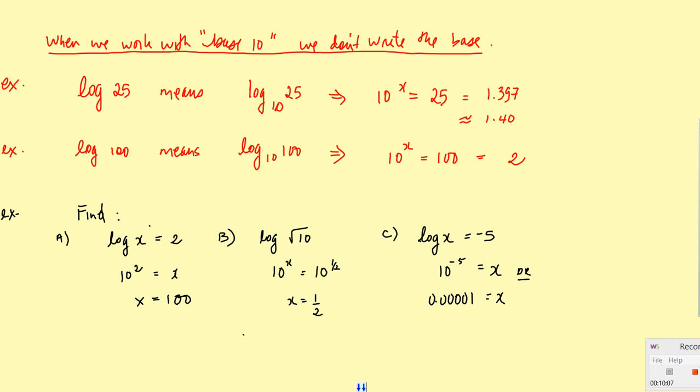All right, so here we've got a few examples, like log base 10 of x equals 2, so it's 10 squared equals x equals 100. And if I do log of root 10, it's like saying 10 to the power of x equals 10 to the power of 1/2, because 1/2 is like saying the square root of, so x equals 1/2. And if I've got log base 10 of negative 5, 10 raised to the power of negative 5 will equal x, so that would go to 0.00001.